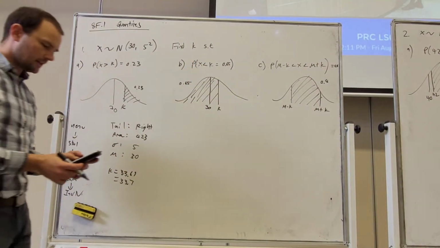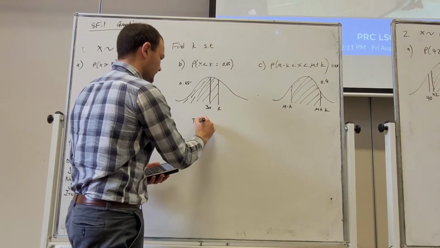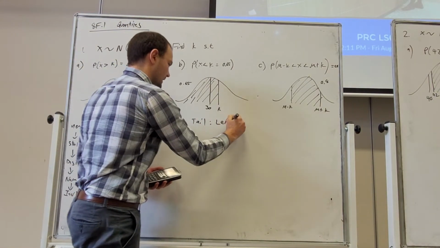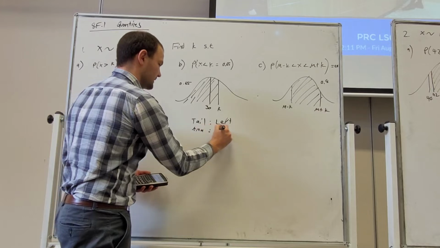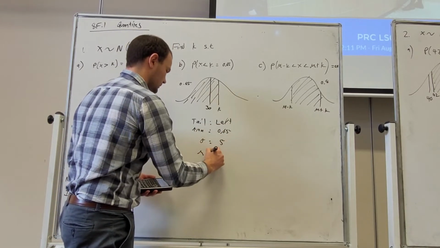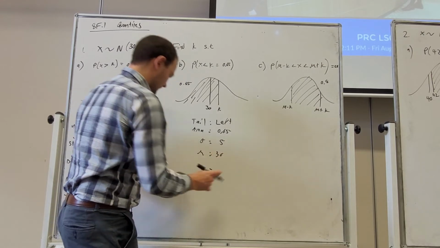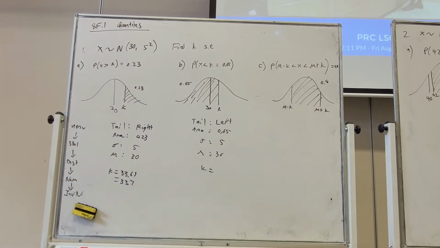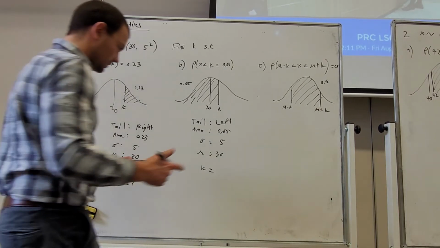Let's go ahead and calculate it. Our tail is pointing to the left. Our area is 0.65. Standard deviation, mean. Determine the k value. 31.92.